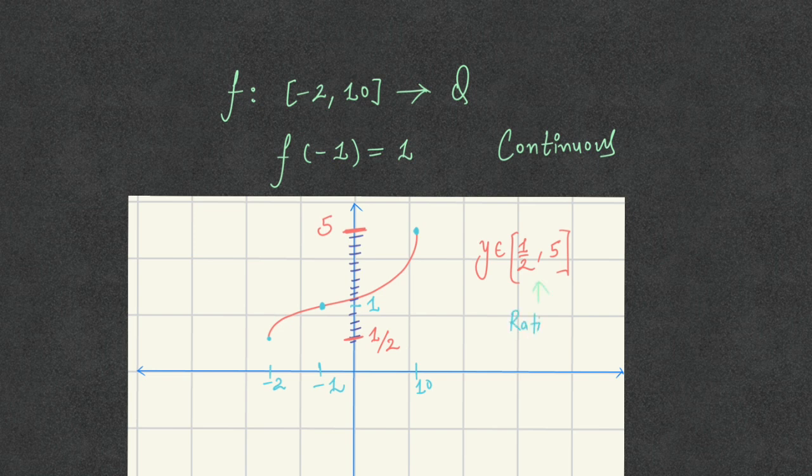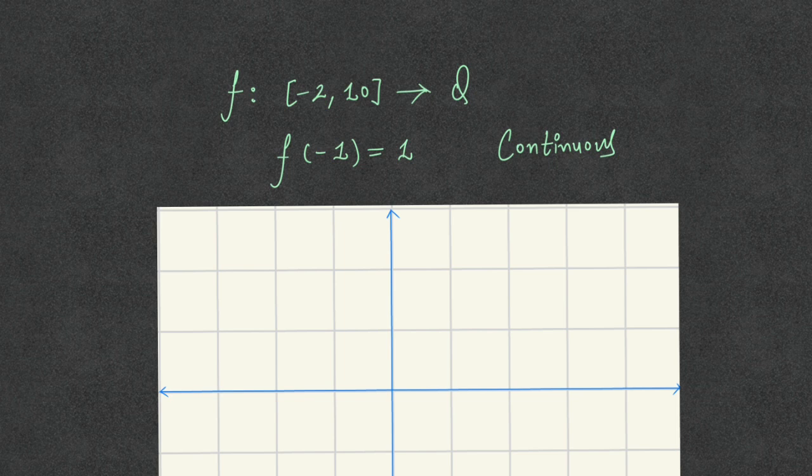But if we pay attention to this interval, we can clearly see that it consists of rational and irrational numbers. Between half and 5 there are rational numbers, and there are irrational numbers also, like root 2, root 3, root 5, etc. But the codomain here is the rational numbers. Range is a subset of the rational numbers. We cannot have a range containing both rational and irrational numbers. So clearly this graph is not consistent with the given information.